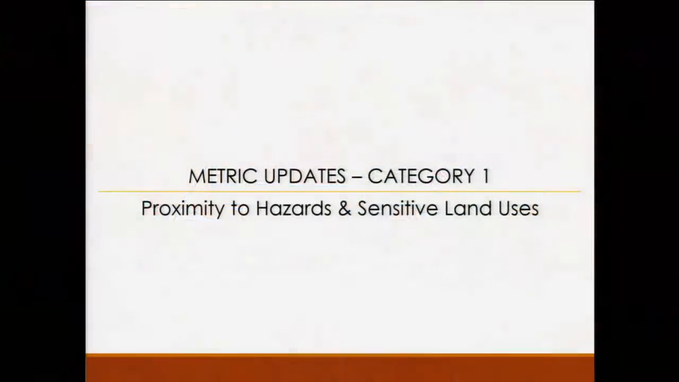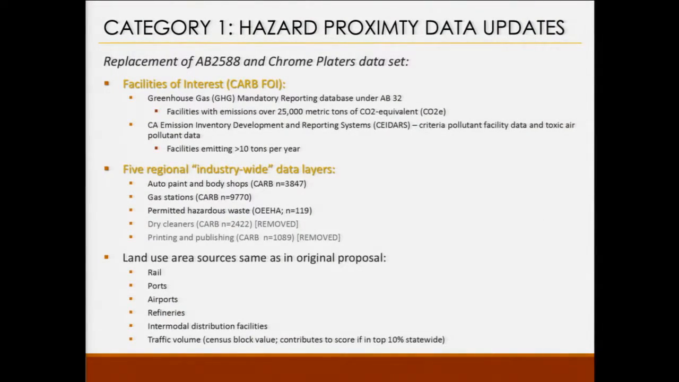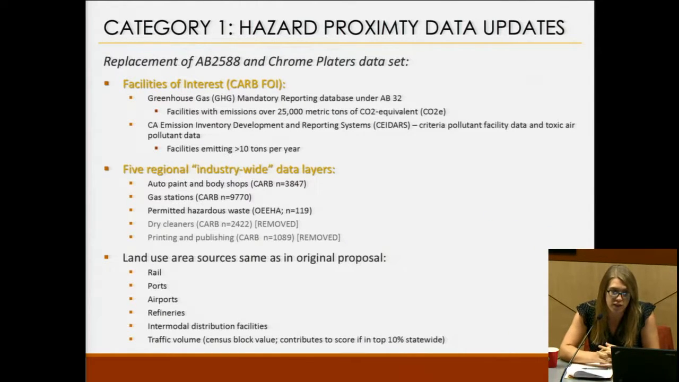So for the first category or layer, it's proximity to hazards and land uses. And what we've done is the bullets highlighted in yellow are either the data sets that we updated or added. So for the first layer, hazard proximity, we replaced the AB 2588 and chrome platers data set that was originally used in the EJSM with 2 data sets. The first is something we call facilities of interest given to us by CARB, and this is taking facilities from 2 different data sets. The first is the greenhouse gas mandatory reporting database under AB 32, and the second is from the CEDARS database.